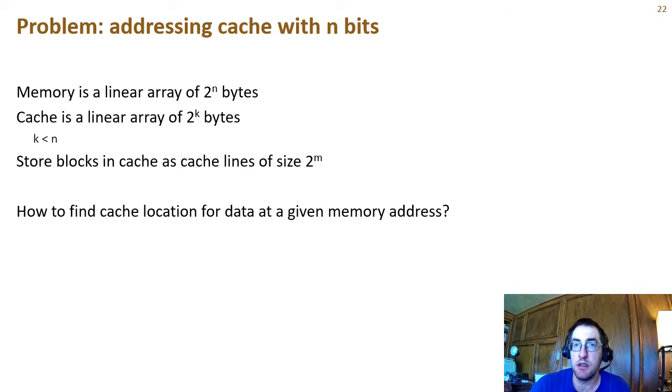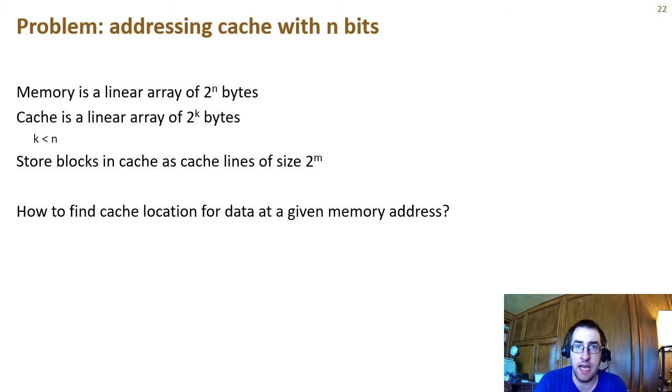Cache is logically a linear array of 2 to the k bytes, where k is some number, usually quite a bit less than n. And so 2 to the k is much less than 2 to the n. So the cache is much smaller than memory. And we're going to store blocks in the cache. Blocks will be some number of bytes, usually a power of 2. So we'll store blocks in the cache as what are called cache lines or cache rows or cache blocks. These are all synonymous, of some size 2 to the m. So the blocks are size 2 to the m.